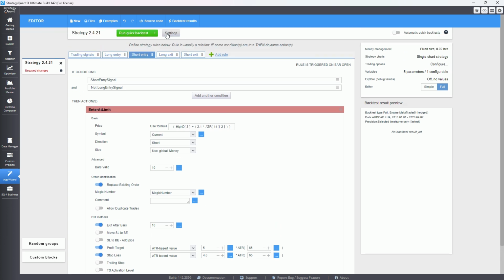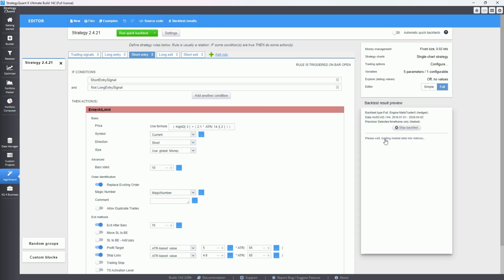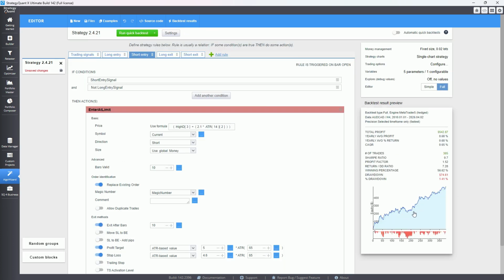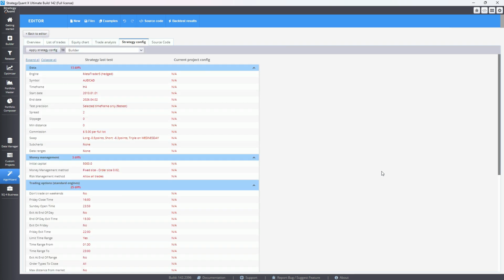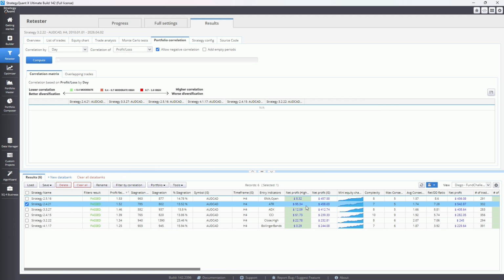If you see this, you can do a full backtest, and you can see here that this strategy is very nice. If you check here the equity chart, you see how it is. So probably I will stay with this. Let's see another one. This is 125. 125 is good as well.